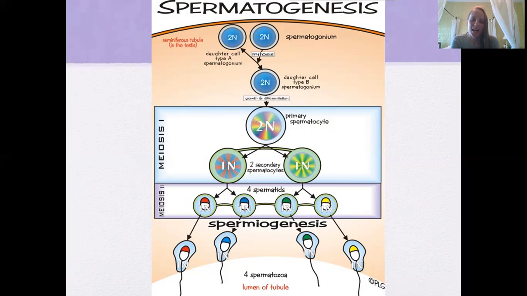So that daughter cell type B spermatogonia is going to become the primary spermatocyte. It will divide using meiosis to become the secondary spermatocytes, and they are now haploid, meaning that they have half the number of chromosomes, so they only have 23 chromosomes each. Each of those are then going to divide into these spermatids, so we end up with 4 spermatids. Each one of those will develop into a sperm.